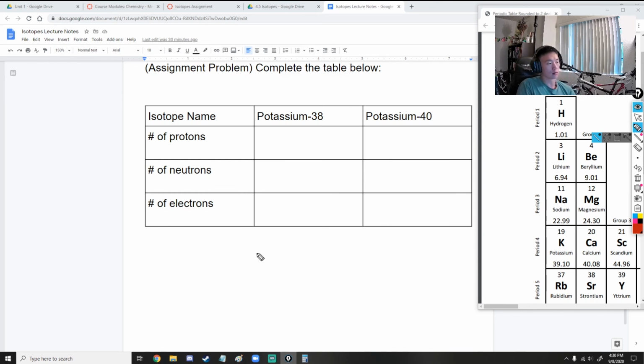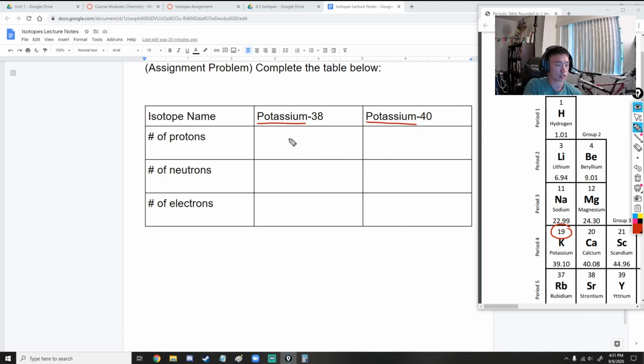Here it gives us the isotope name, and all we need to do is fill in the number of protons, neutrons, and electrons. So it looks like we're looking at the element potassium. We're looking at potassium-38, and we're looking for potassium-40. The number of protons is very easy for both of them. When we look for potassium on the periodic table, we'll see that it's number 19.